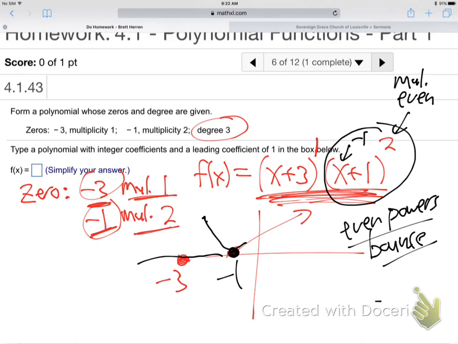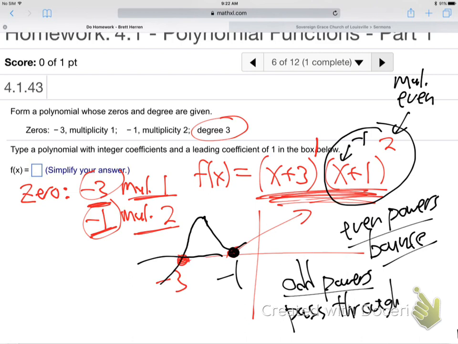It's going to bounce. And then odd powers? Odd powers are not going to bounce, just like x cubed and x to the 5th. It's going to pass through the point. So this one will pass through. So negative 1 bounces, negative 3 passes through. That's generally what the graph's going to look like, which they're not asking me on this problem, but they will soon.